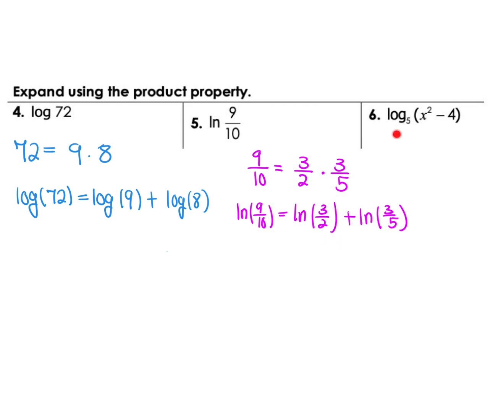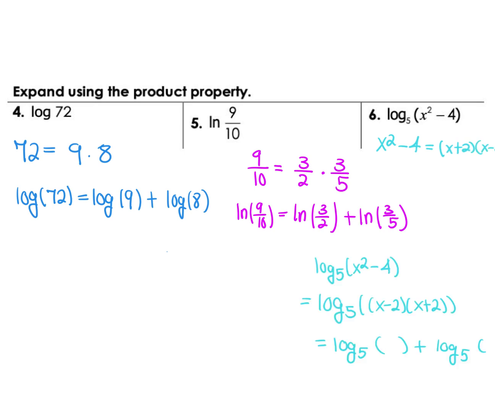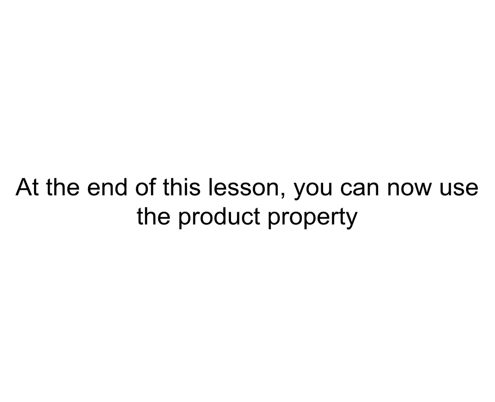Now we have log base 5 of x squared minus 4. X squared minus 4 is a difference of two squares, so this is x plus 2 times x minus 2. So we can rewrite this as log base 5 of x minus 2 times x plus 2, which will be log base 5 of x minus 2 plus log base 5 of x plus 2. At the end of this lesson, you can now use the product property.